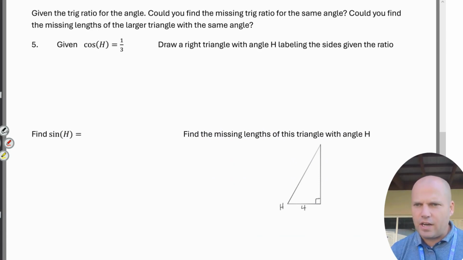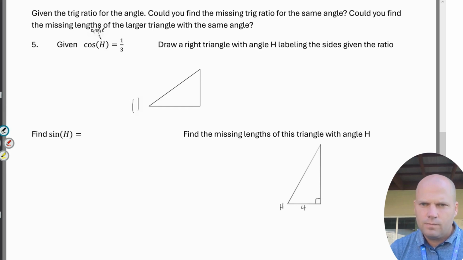Okay, so it's like there is some angle H. H is an angle. This is very important. We will draw a right triangle with angle H. Make sure it's a right triangle. And you're told what the ratio is. It's 1/3.